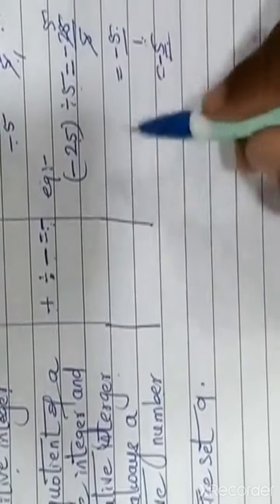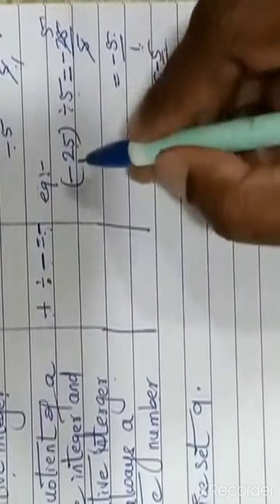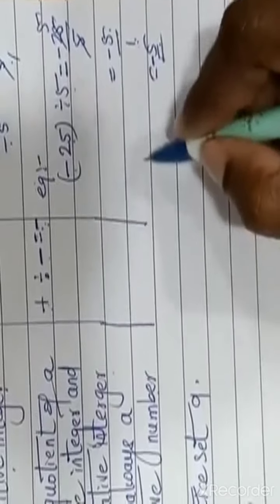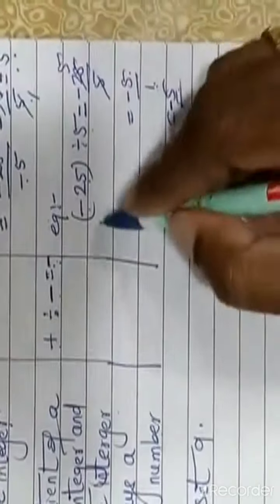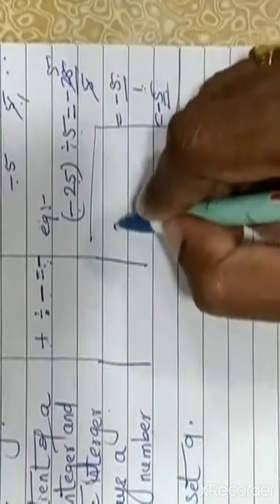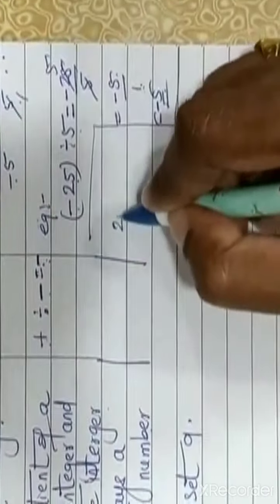But here one thing you have to keep in mind, when you have a negative number in the denominator, suppose see 25 divided by minus 5.